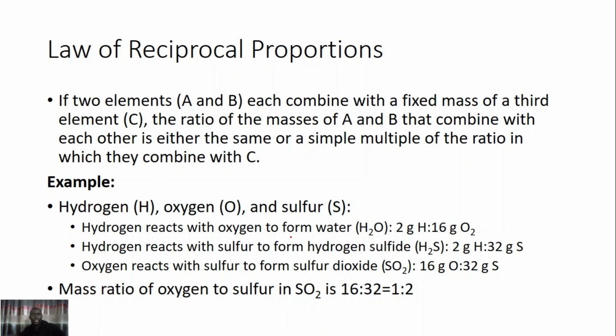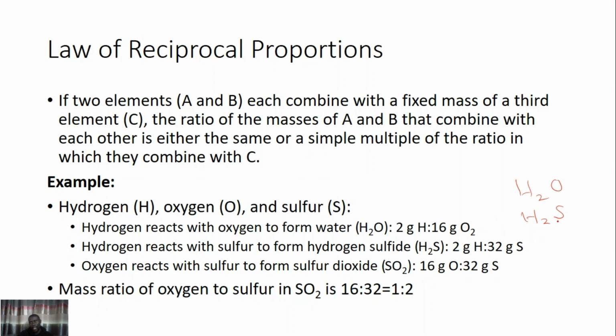The third law is the law of reciprocal proportion. It states that when two elements A and B each combine with a fixed mass of a third element C, the ratio of the masses of A and B that combine with each other is either the same or a simple multiple of the ratio in which they combine with C. An example given is hydrogen combining with oxygen to form water. It also combines with sulfur to form hydrogen sulfide.